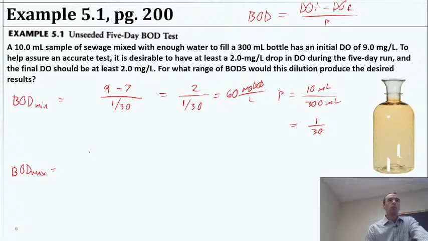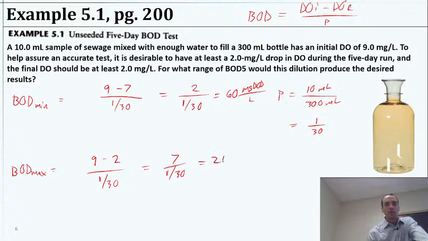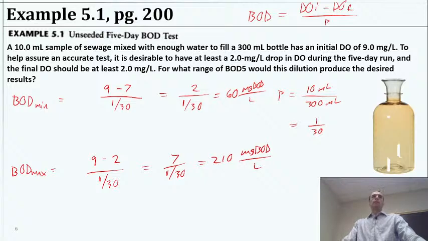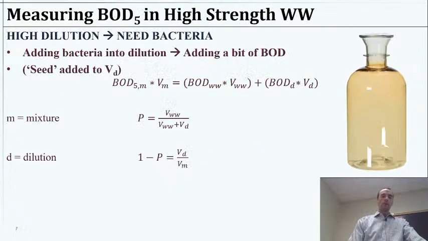And then the maximum would be when all but 2 go away. So the drop, in that sense, would be 9 minus a final value of 2 over 1/30. That would be like saying 7 over 1/30, and that should be 210 milligrams BOD per liter. Does that make sense?